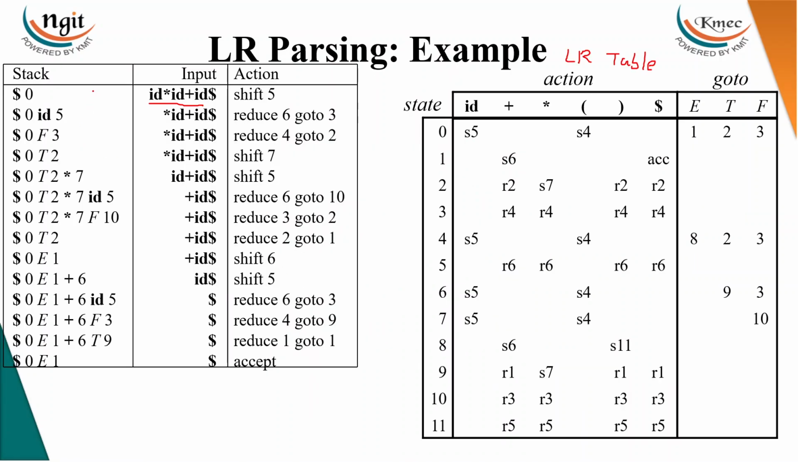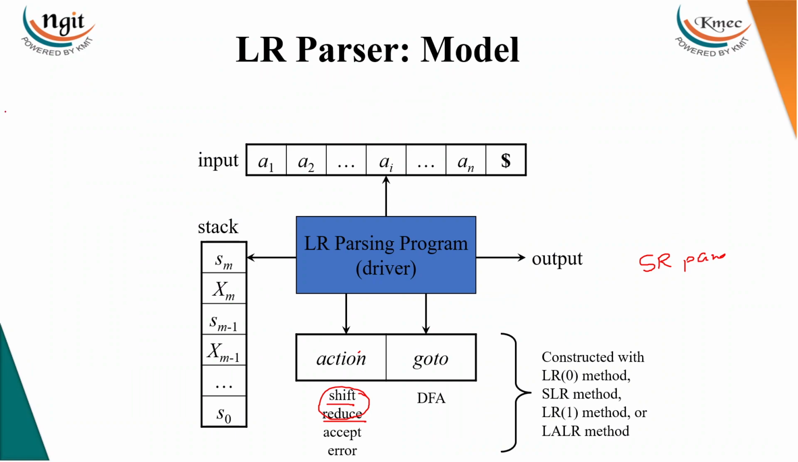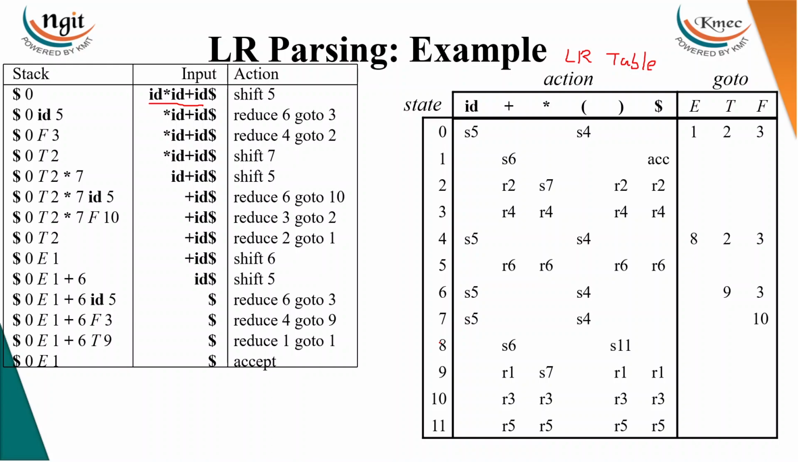See guys, this is the model: a stack, the input, and the table. Initially the stack has 0. Three things, let me go through them. The stack has 0 and the input is id plus id star id plus id dollar. Then you take the action from this table. First, the state is 0 and the input is id. What is the entry for 0, id? We have S5.